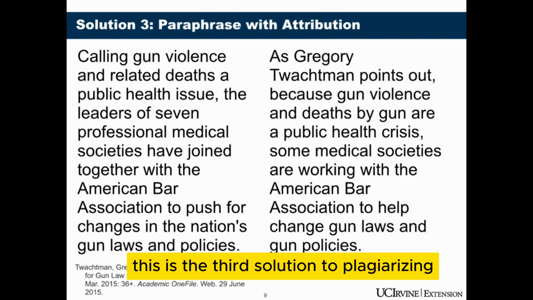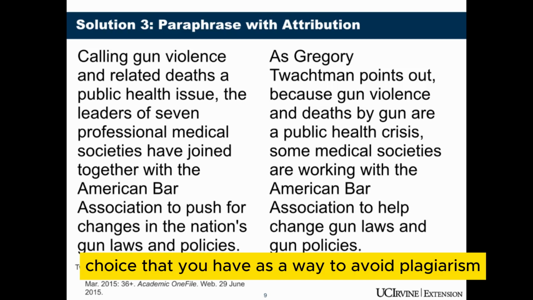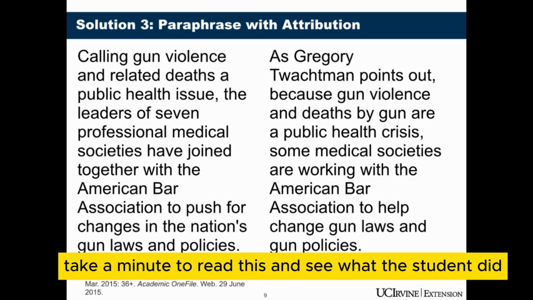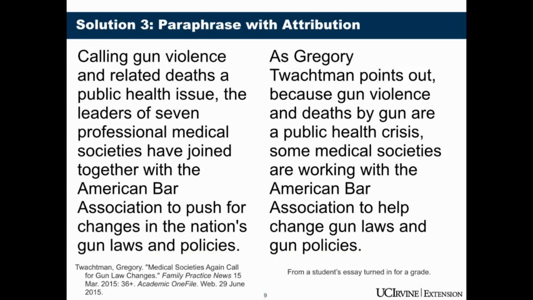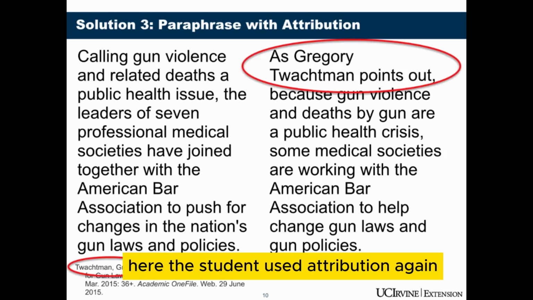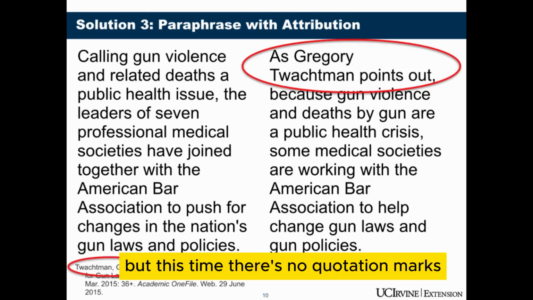This is the third solution to plagiarizing. So this is the third choice that you have as a way to avoid plagiarism. Take a minute to read this and see what the student did. You can pause the video if you need to. Here the student used attribution again. So he mentions the writer's name in his sentence, but this time there's no quotation marks.